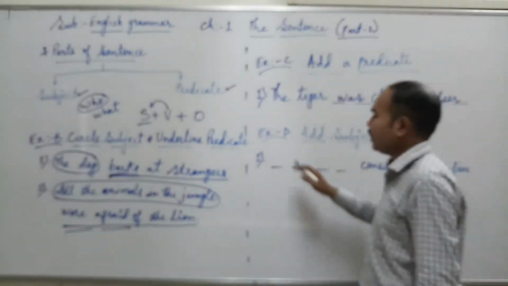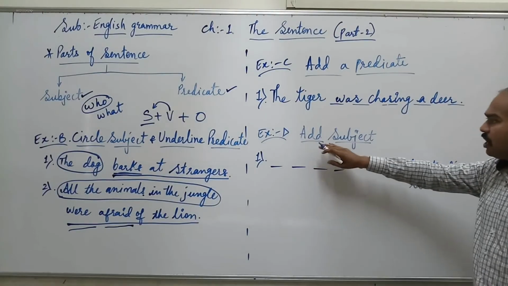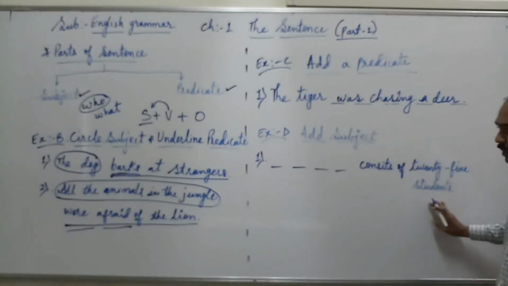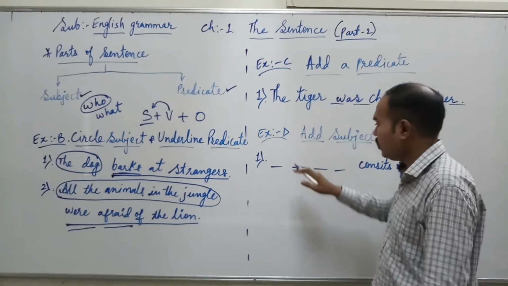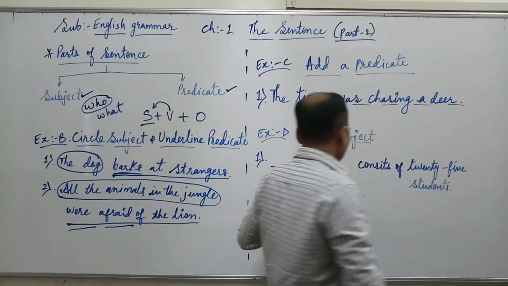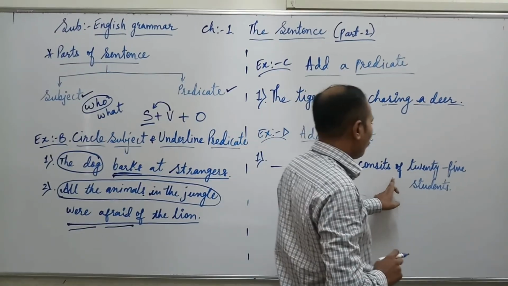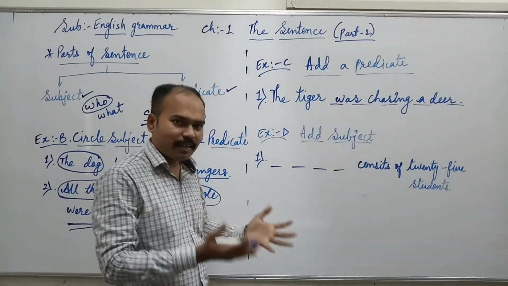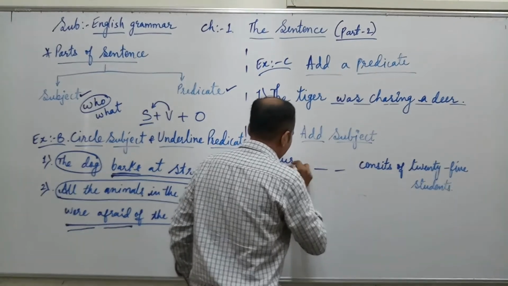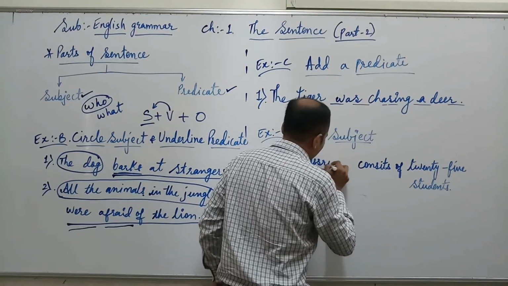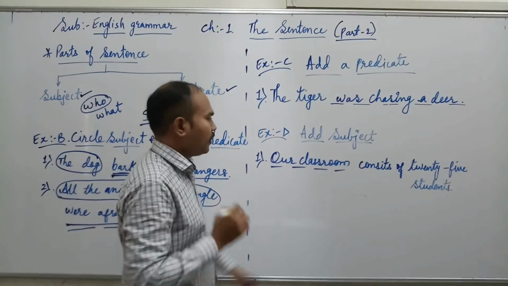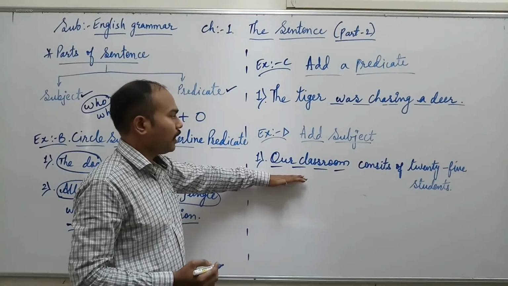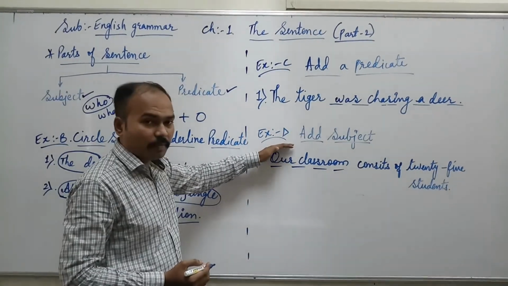Now let us move forward towards exercise number D. Here you have to add a subject, which means the predicate is given already. You have to find a suitable subject and write it over there. So dash consists of 25 students. Where are 25 students? They will be in a classroom. So we can write: our classroom consists of 25 students. In this way you can write the subject in exercise number D.